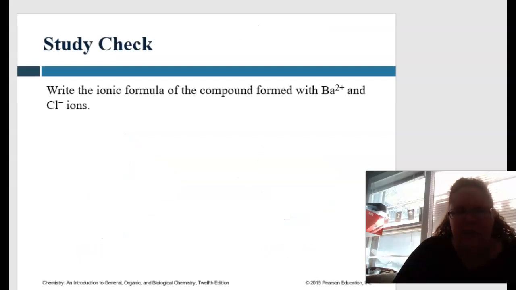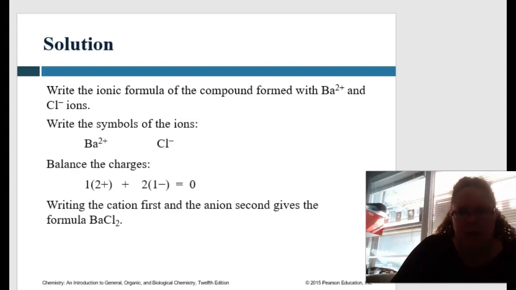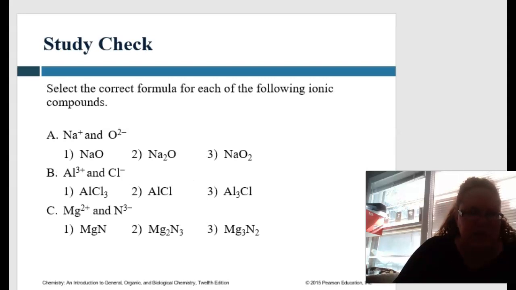Write the ionic formula for the compound formed with Ba+2 and Cl- ions. Pause me. The barium is +2 and the chlorine is -1. When we balance the charges, we have 1 of the +2 and the -1, so we need 2 chlorines to equal the 2, and that ends up being 0. You write the cation first and the anion second, which gives us the formula BaCl2. It's kind of fun once you get it down and practice it.